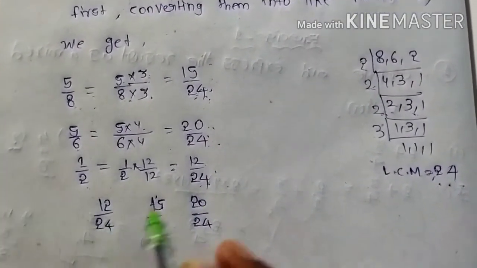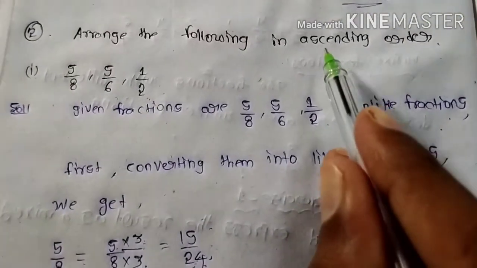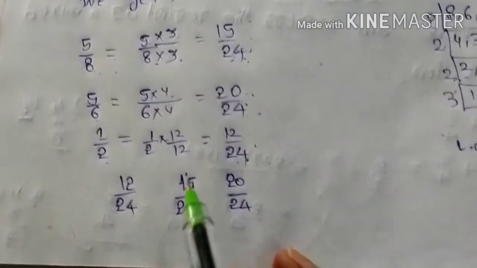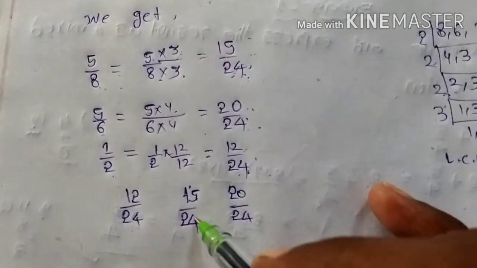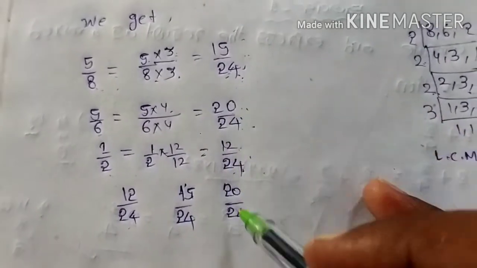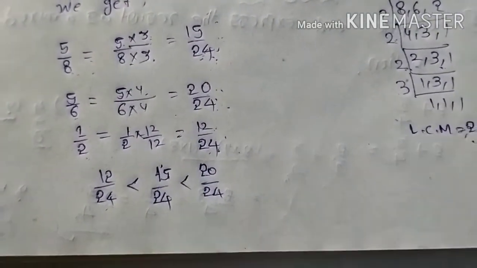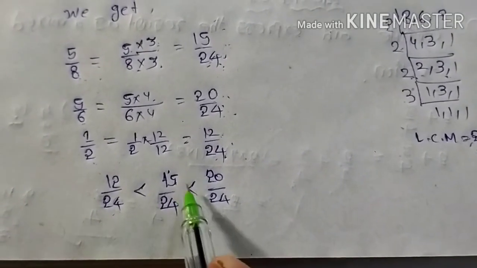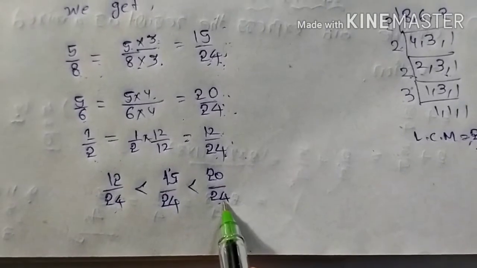Either you can write small to biggest or biggest to small. But in that question, they are asking to write in ascending order. That means first you write the smallest number. 12 is the smallest, 15 is the next smallest, 20 is the biggest. I am writing here: 12 is less than 15, which is less than 20. Why? Because all are like fractions, so we can compare.